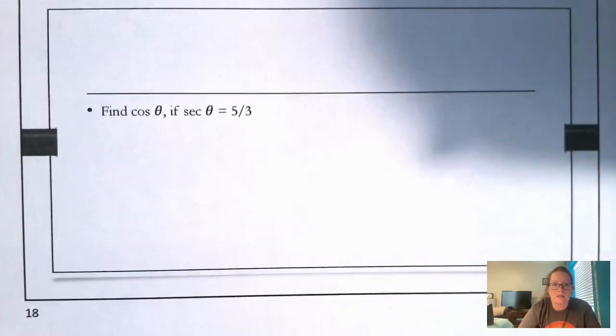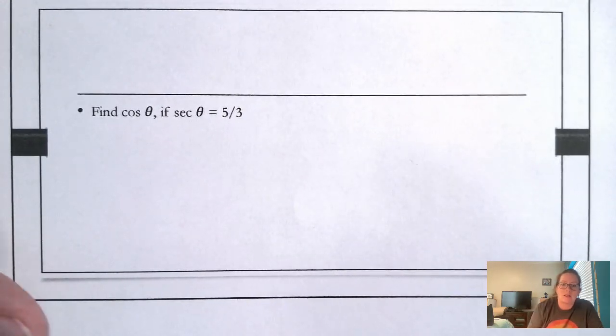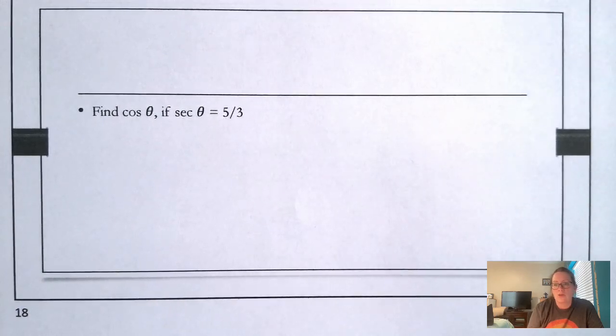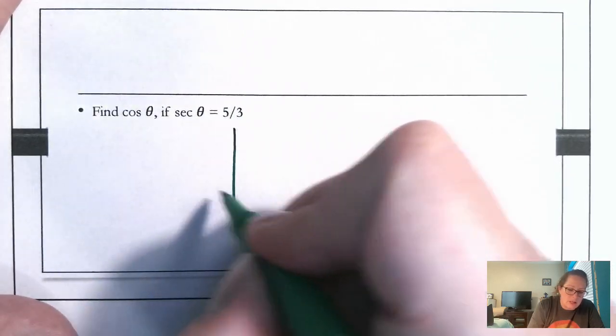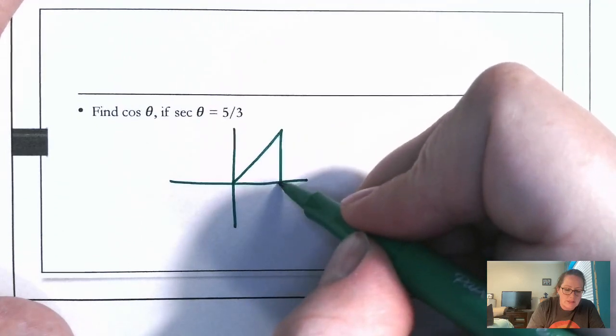All right, let's go ahead and solve this guy. So it says find cosine theta if secant theta is 5/3. They're going to give you one trig function and you need to find the other ones on lots of these guys. So this one, let's go ahead and draw this. I think it's just nice to kind of have the visual. Doesn't really matter what quadrant we're drawing in, but let's draw one of our bow ties.